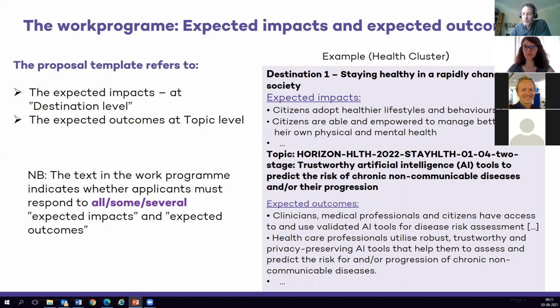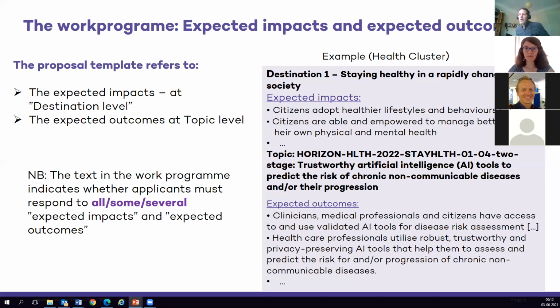So what is important is to note that it's not always mandatory to deliver on all of the expected impacts listed at the destination level or the expected outcomes listed at the topic level. You have to read the text carefully, and you will see that in some cases you are asked to actually deliver on all of them, on some of them, or on several of them.